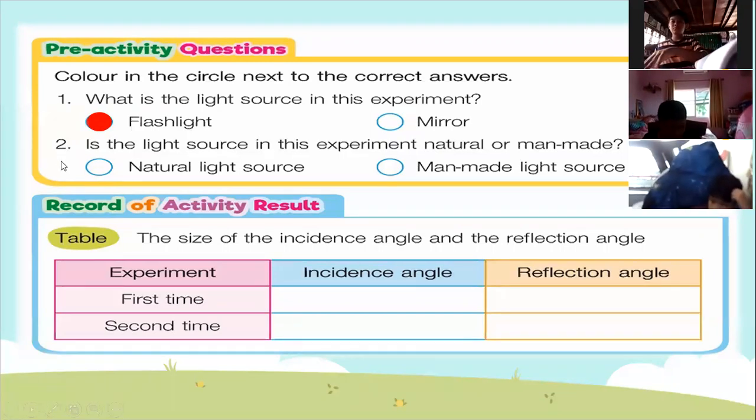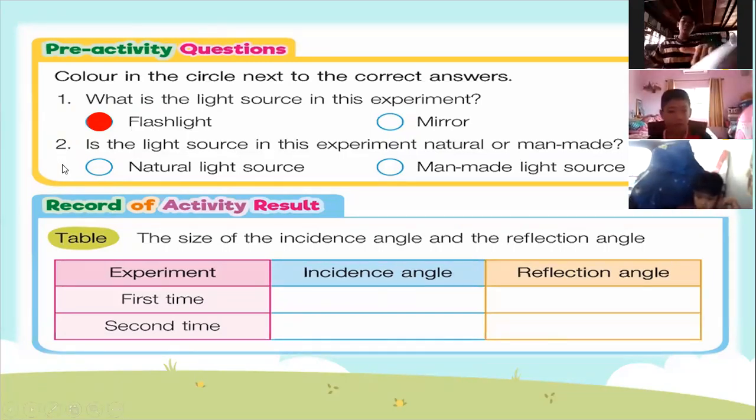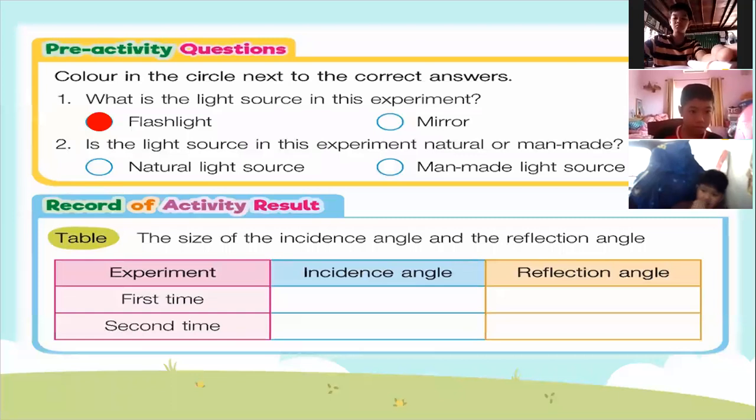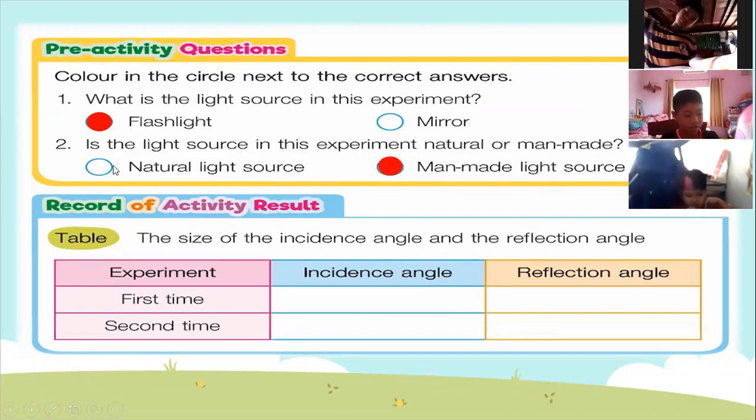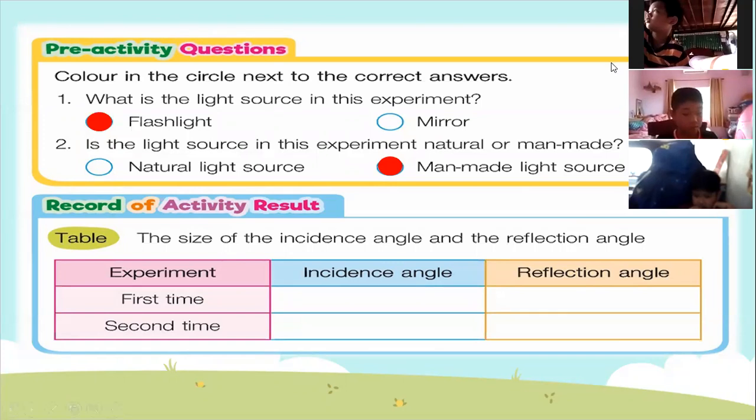Now, question number 2. Is the light source in the experiment natural or man-made? What kind of light source was this? Man-made. Exactly, man-made, because a torch is actually a man-made source of light, not a natural source. Very good.